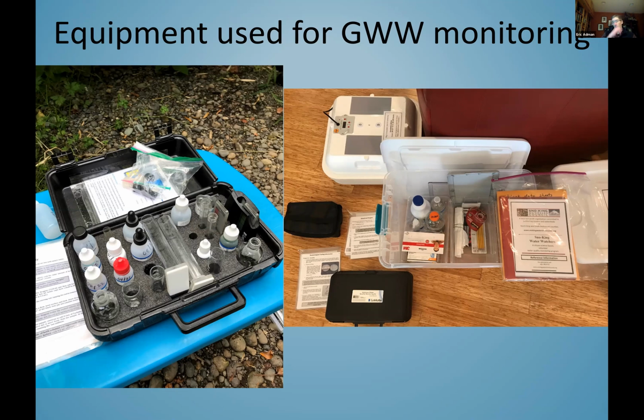And then there's some other peripheral equipment that we use, for instance, what we call control water. So just some tap water that we can use for a control in our turbidity test, and a few other odds and ends like instructions. But that's basically the setup that we use for our Global Water Watch monitoring.